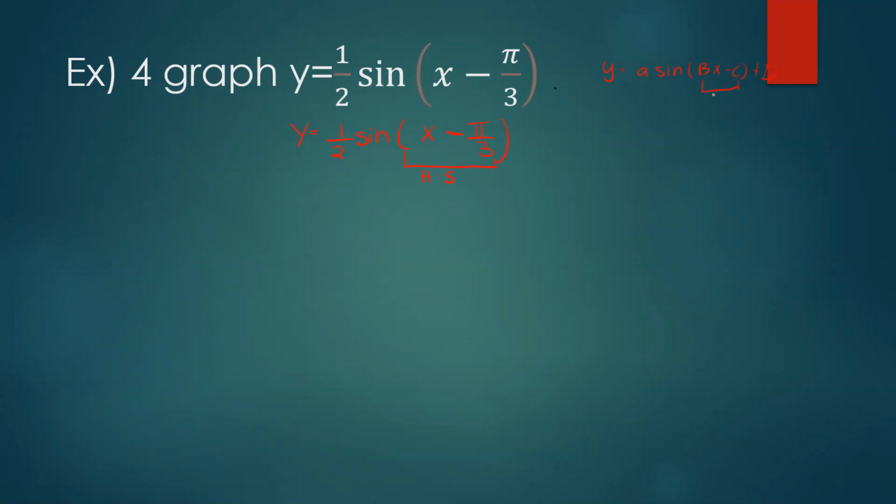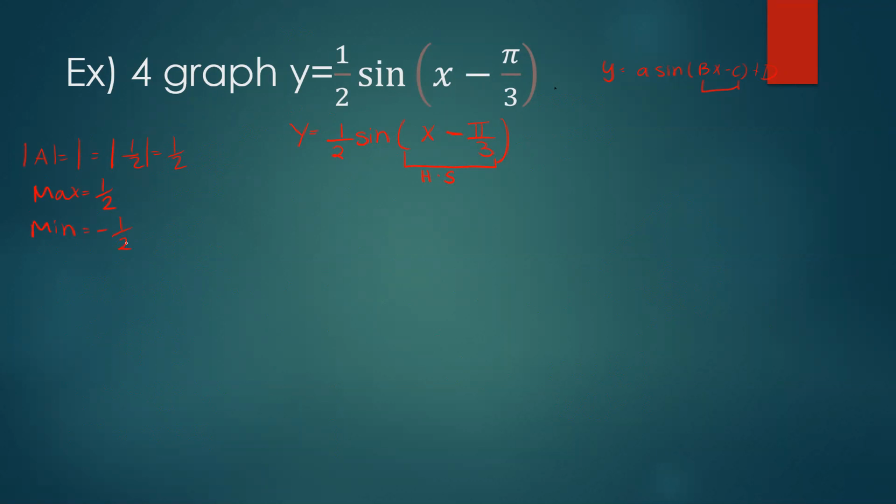This bx minus c is our horizontal shift, and there's no vertical shift, right? So we have a horizontal shift, and then we have an amplitude of 1/2. So let's do our amplitude. So amplitude is going to be the absolute value of 1/2, so it's 1/2. So what that means is we have a max of positive 1/2 and a min of negative 1/2.